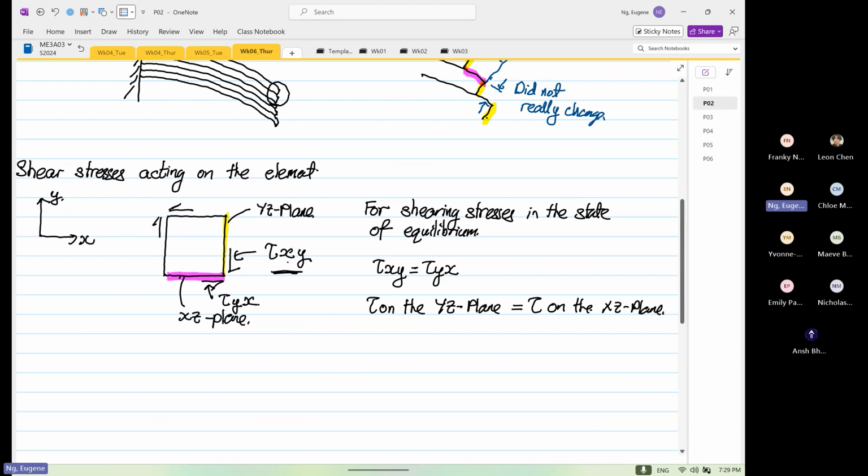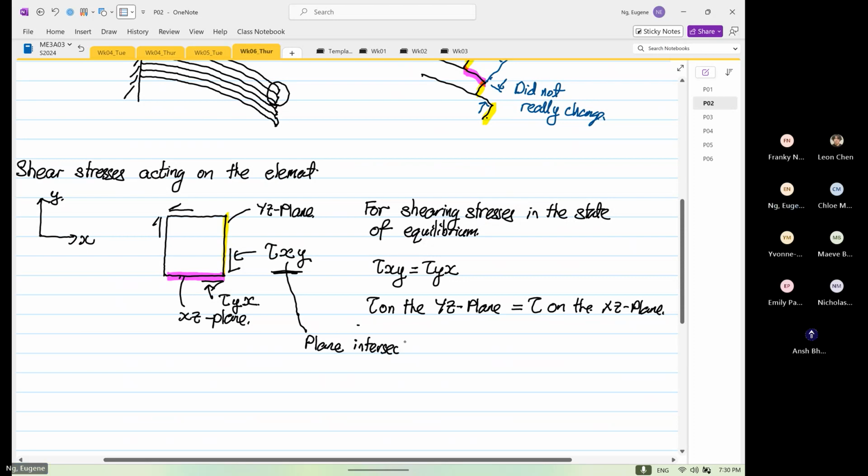So the first X is the intersecting plane. Okay, so what do I mean by that? I will write longer. So this is the plane intersecting the transformation.